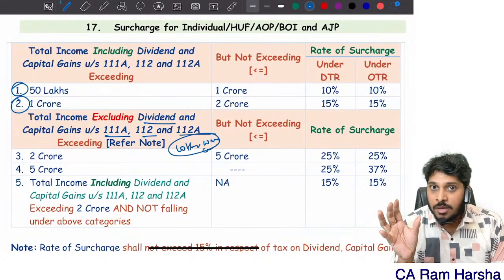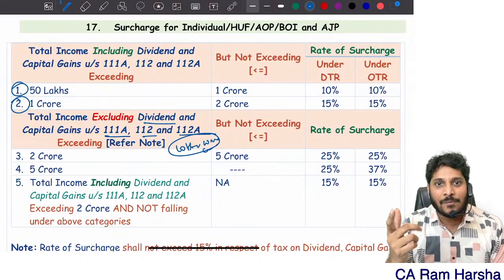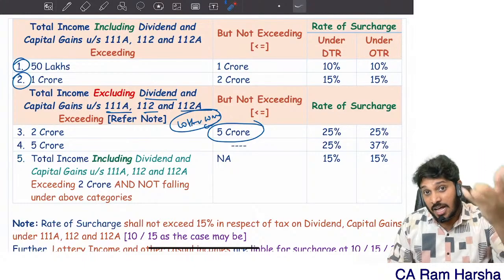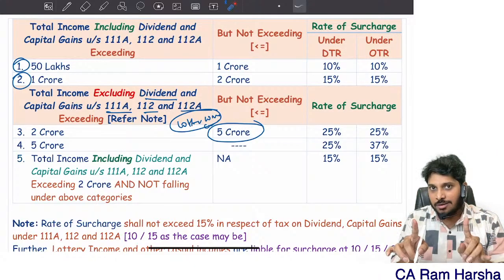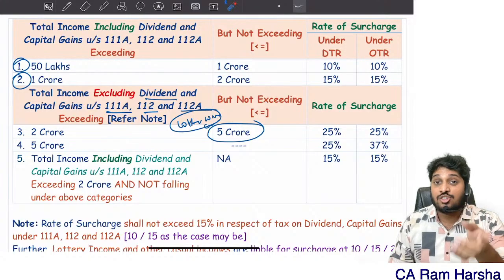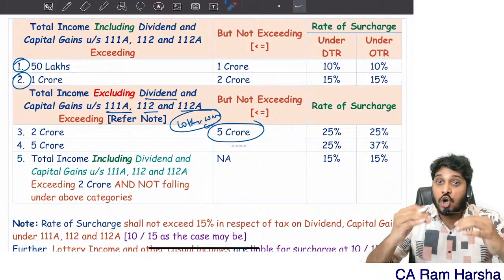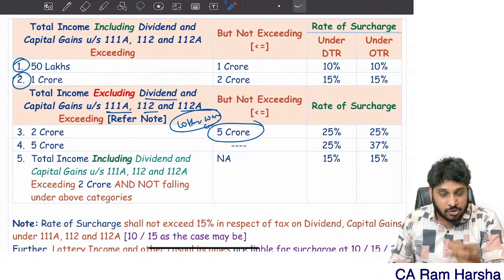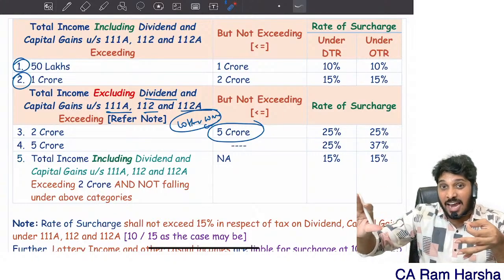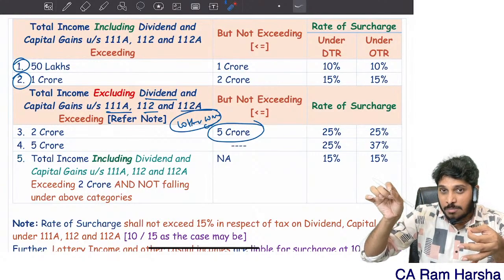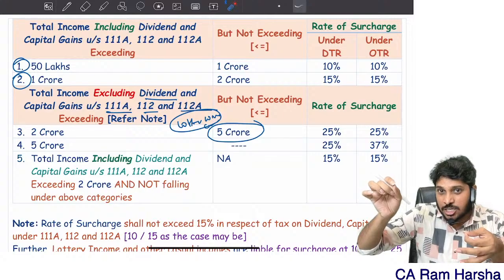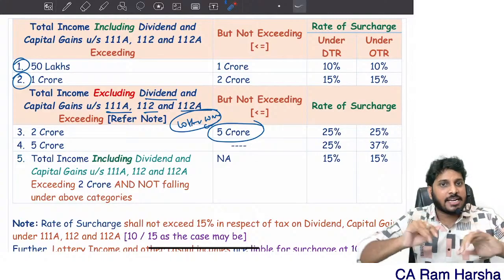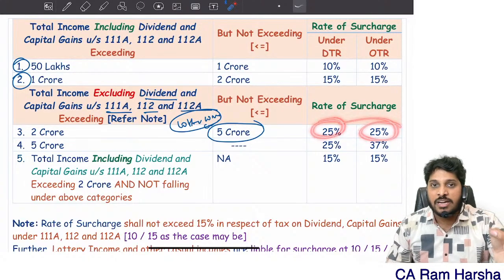Now see the total income. Still more than 2 crore, but not exceeding 5 crore. Then listen to my words carefully. Surcharge rate on the tax component other than dividend related tax, other than long-term capital gain tax, other than short-term capital gain tax under 111A. Other than those 3 taxes, identify the remaining income related tax liability. On that, the surcharge rate is 25.